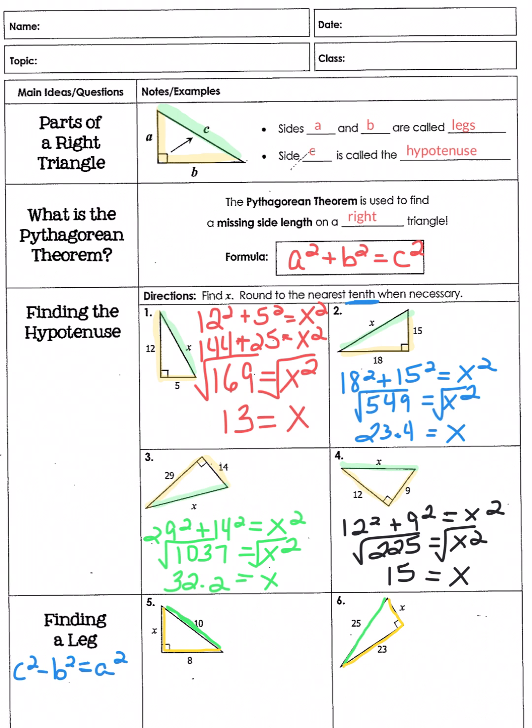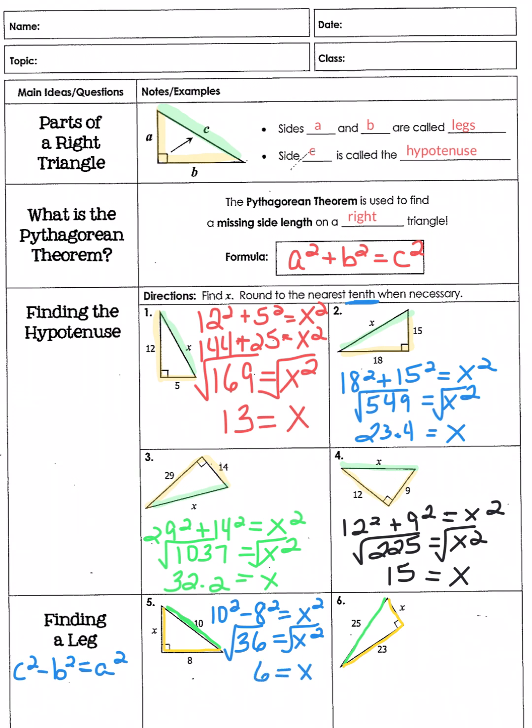So we're going to take our hypotenuse, which was the longest side in number 5, which is 10 squared, and we're going to subtract the leg that they give us, which is 8 squared, and that's going to equal x squared. So I know that 10 squared is 100, 8 squared is 64. When I subtract, I get 36 equals x squared. And our last step is to take the square root of both sides, and x equals 6.